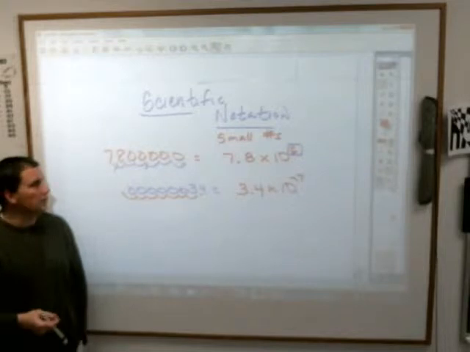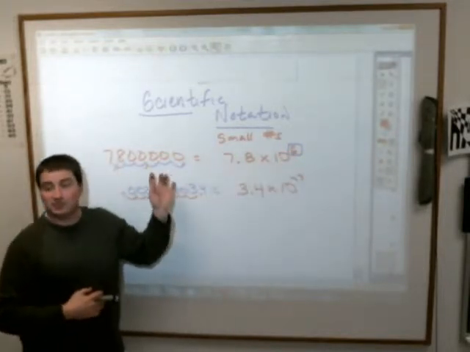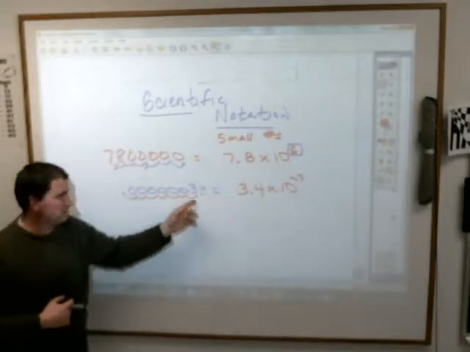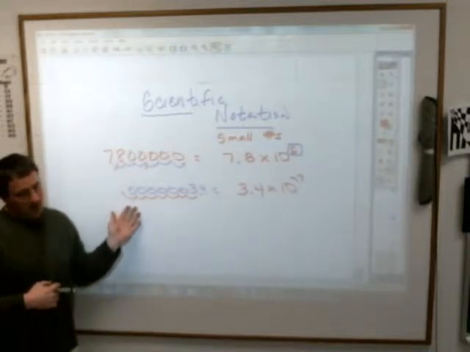Okay, and again, please don't get it in your head that because the exponent is 6 means there's 6 zeros, because there's not. The exponent is -7 doesn't mean that there's 7 zeros, because there's not. It's how many places you move the decimal.